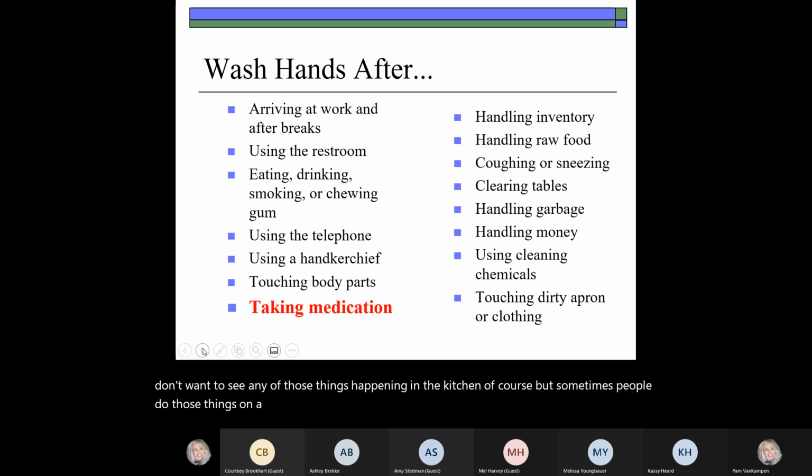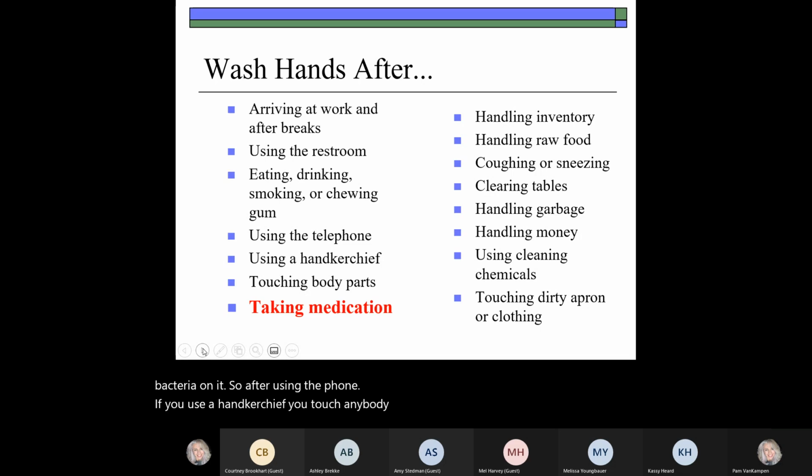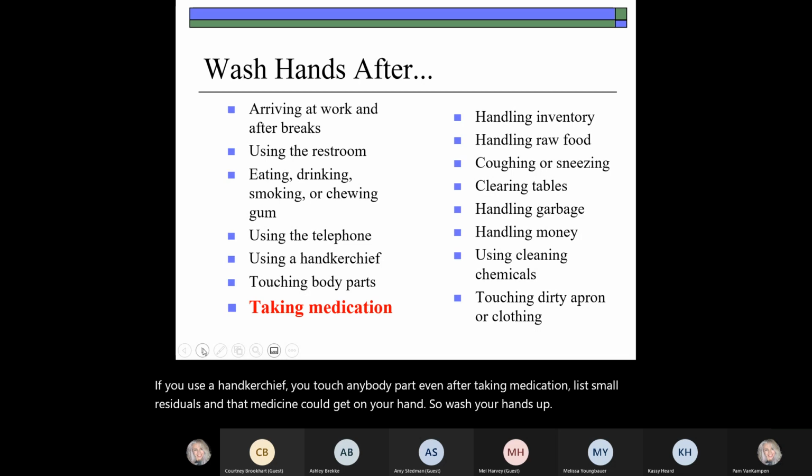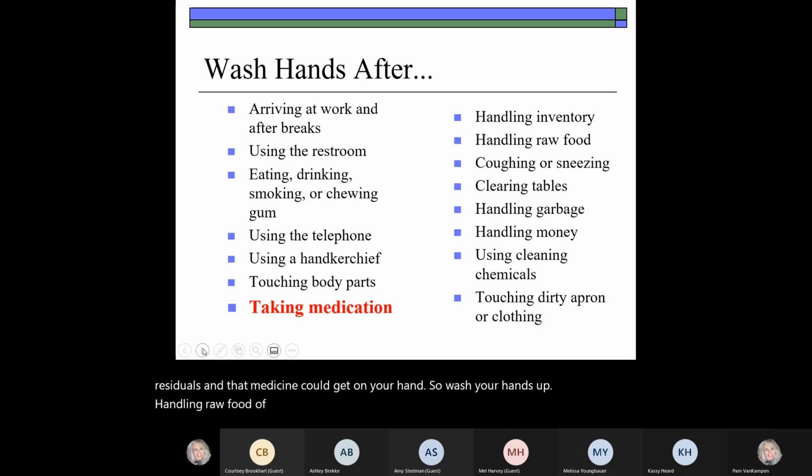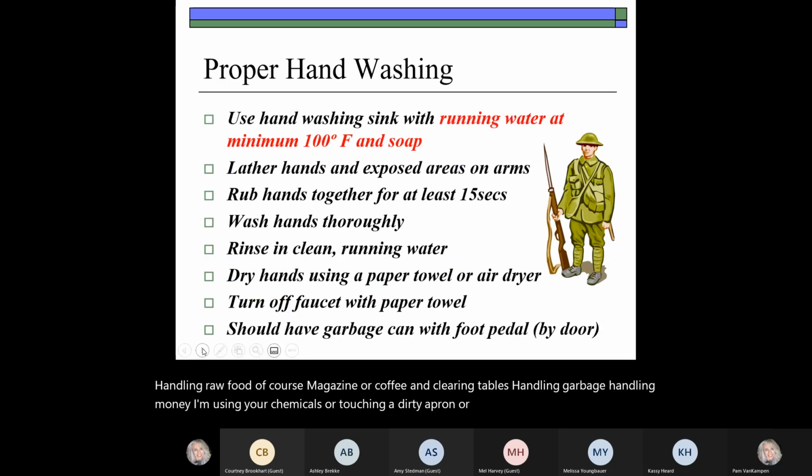And like I talked about, the phone can have a lot of bacteria on it. So after using the phone, after you use a handkerchief, you touch any body part, even after taking medication, small residuals of that medicine could get on your hand. So wash your hands. Handling raw food, of course, sneezing or coughing, clearing tables, handling garbage, handling money, using your chemicals, or touching a dirty apron or cloth. Always wash your hands.